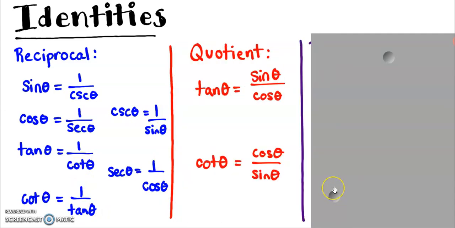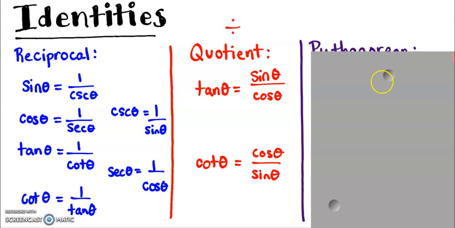Okay, next one, quotient. Quotient is just a fancy way of saying division, okay? And the 2 functions that came from division, tangent and cotangent, are the ones we have a quotient identity for. So tangent, sine over cosine, cotangent, cosine over sine.